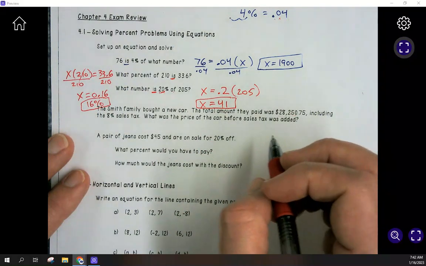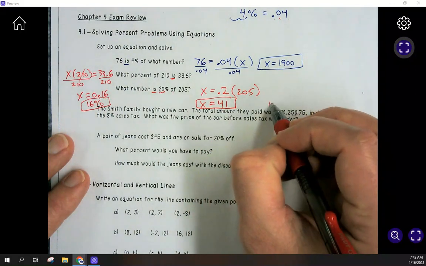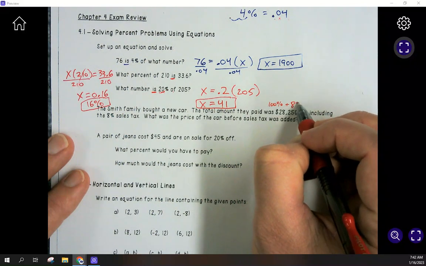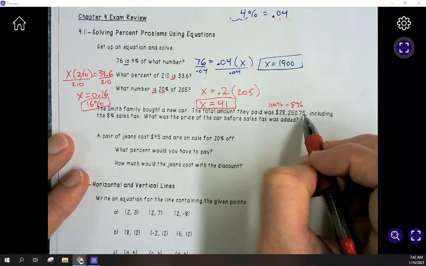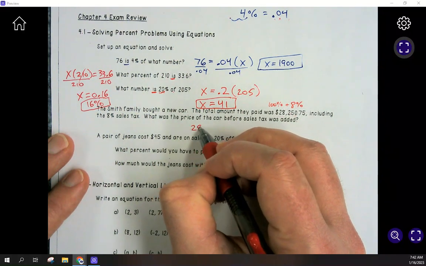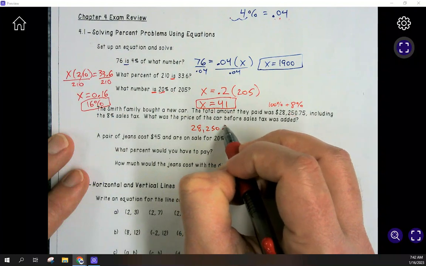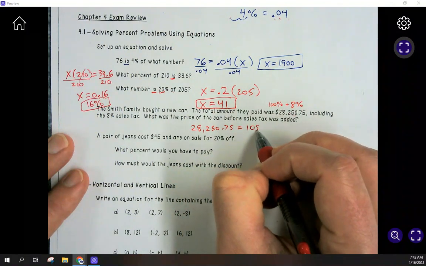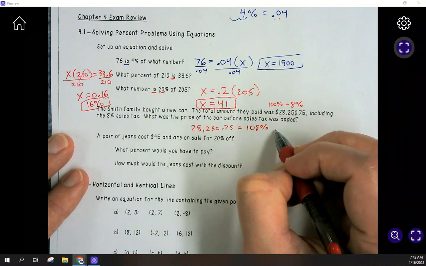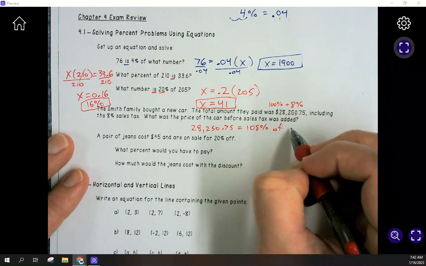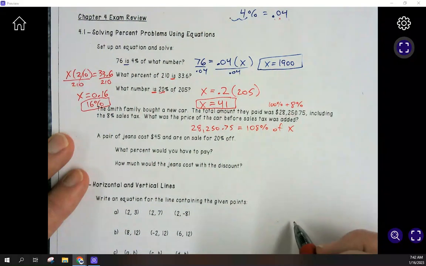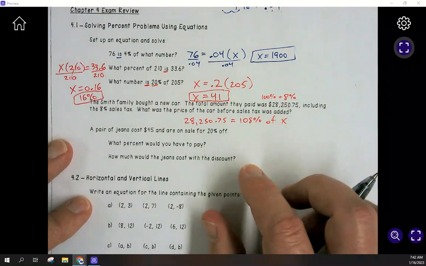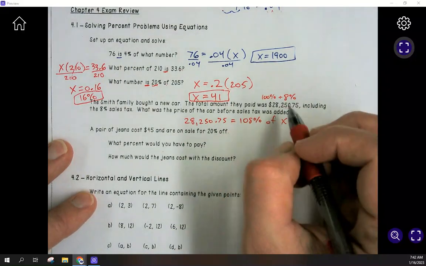So the original cost, the amount that they paid, was 100%, whatever the cost was, plus 8%. So this number, 28250.75, is 108% of the original cost. Okay, it's 108%. So what we need to do here is move that decimal 2 spots.